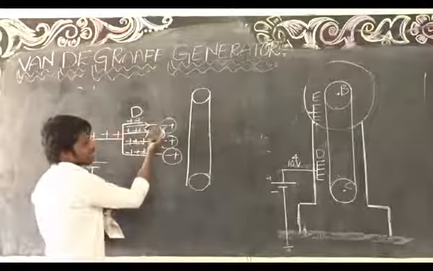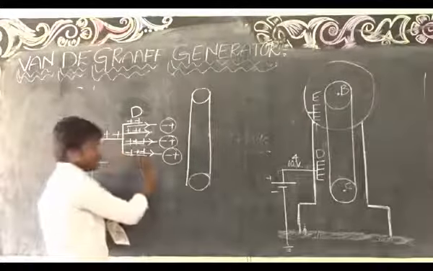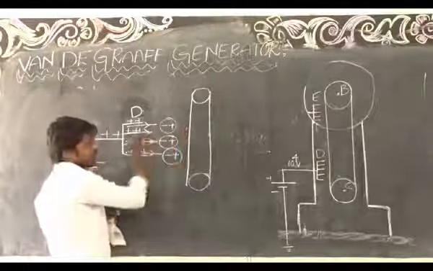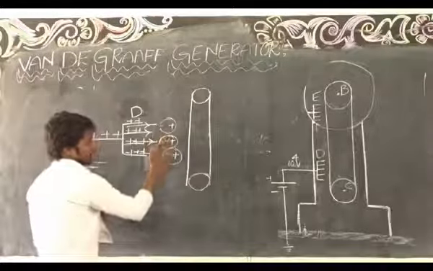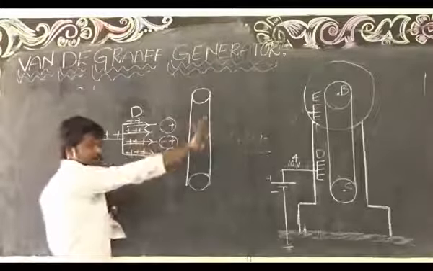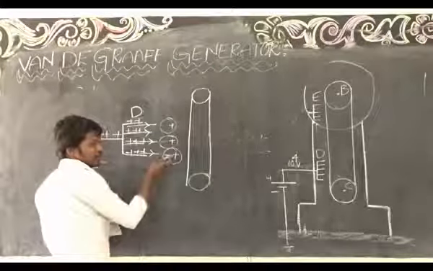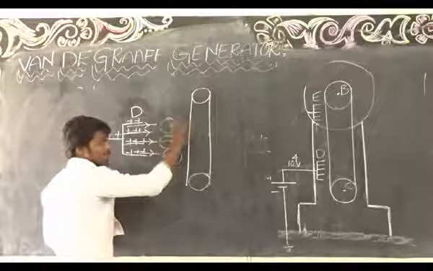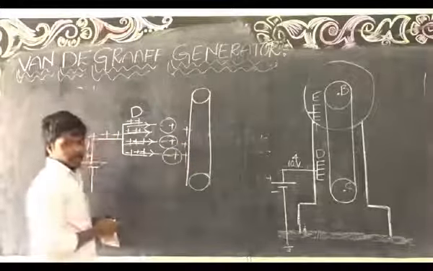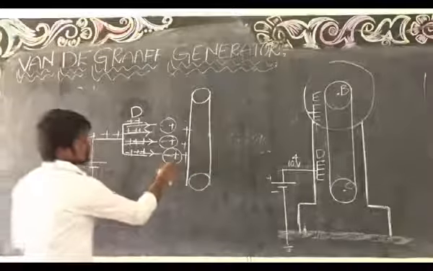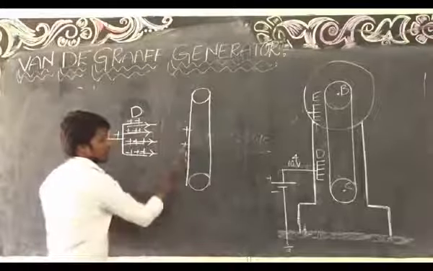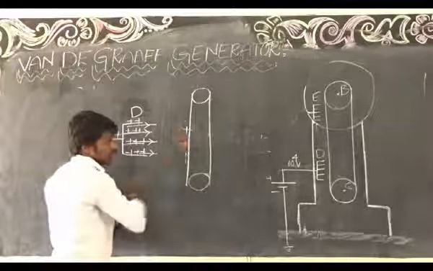This electric field is attracting the negatively charged particles and, at the same time, repelling the positively charged particles. It is repelling, so what will happen? These positive charges will move and stick onto the belt.